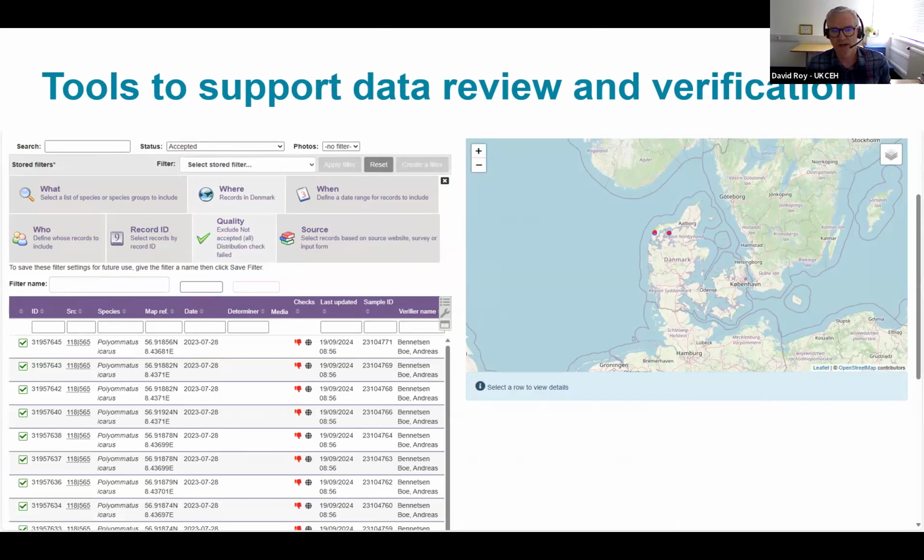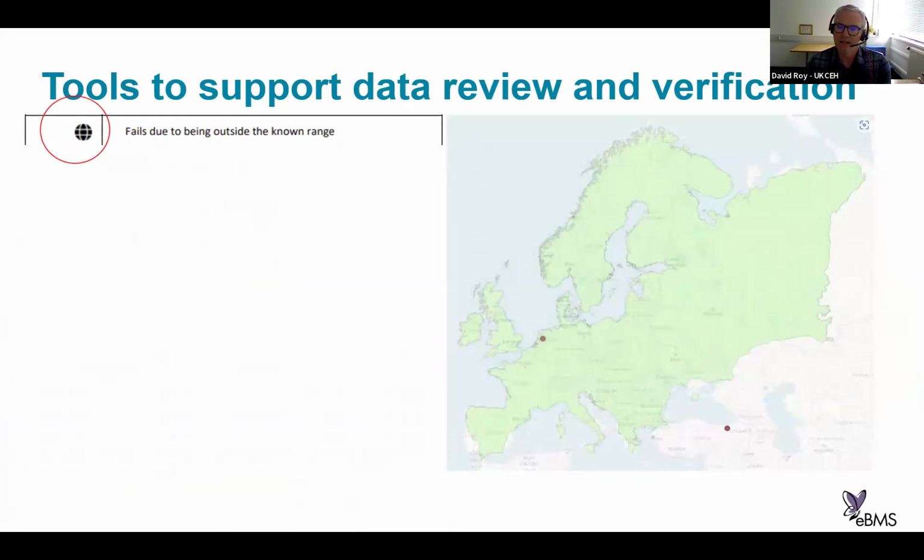So the rules are not something we want to apply automatically in this case. But it just illustrates what you will see if you look at the system and what the data shows in terms of records that flag up the geographic rule checks.